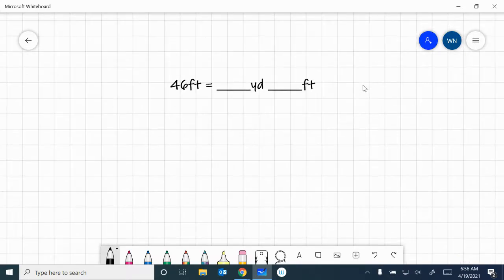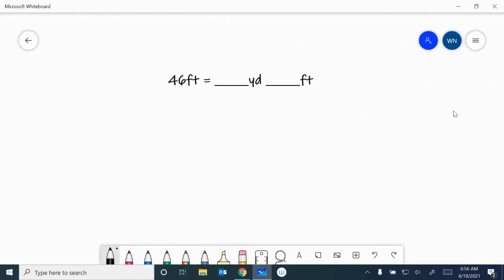Let's try another one. 46 feet equals how many yards and how many feet left over? Go ahead and try this one on your own. So for this one, you should have done 46 divided by 3, because I know there are 3 feet to a yard.